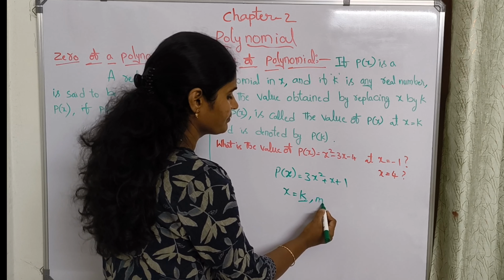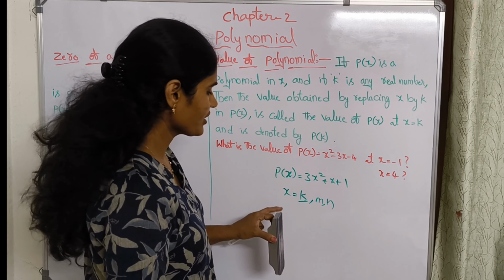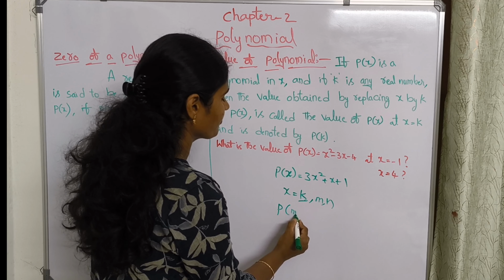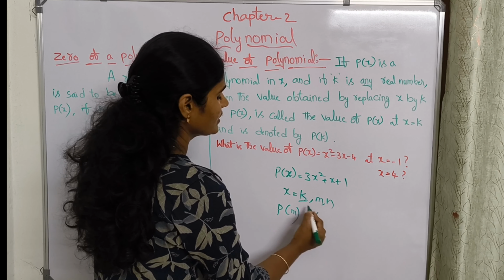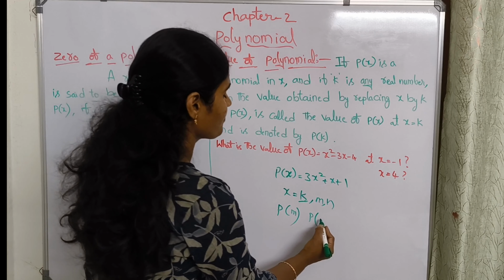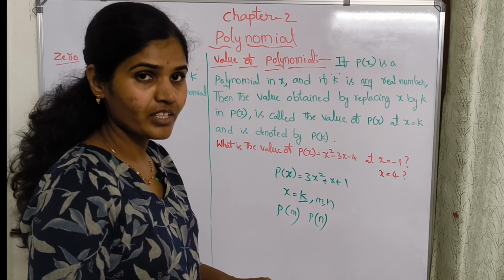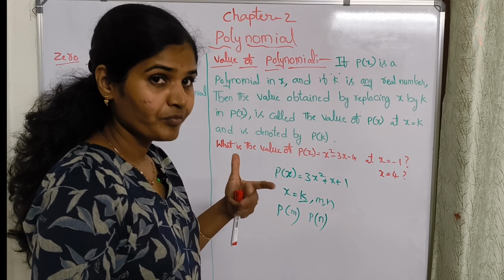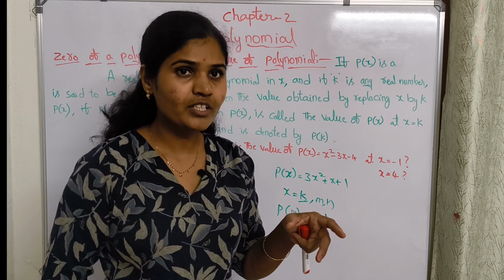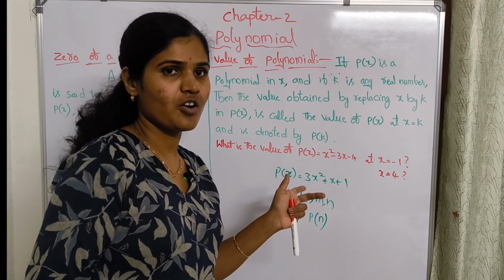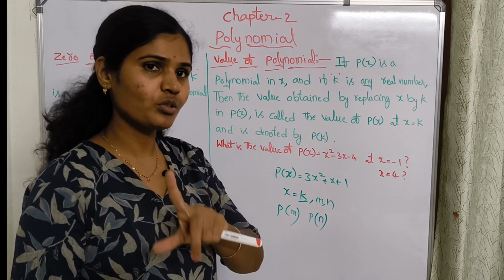For example, if we are substituting value of x is m, that means the value of p of x is p of m. If we are substituting x value equal to n, the value of p of x at x equal to n is p of n. So, have you got it? What is the value of polynomial means? We are substituting x value equal to k, then p of k is called value of p of x at x equal to k.